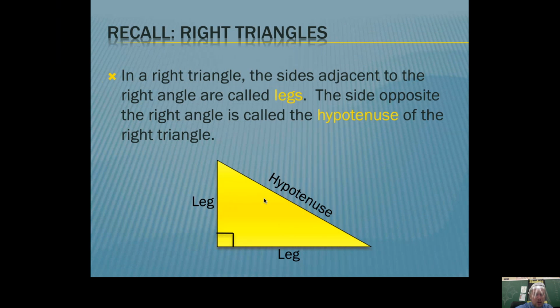Before we do, you need to make sure you remember the parts of a right triangle. When you have a right triangle, the sides that touch the right angle are called the legs. And the side that doesn't touch it, that's the longest side, it's called the hypotenuse.